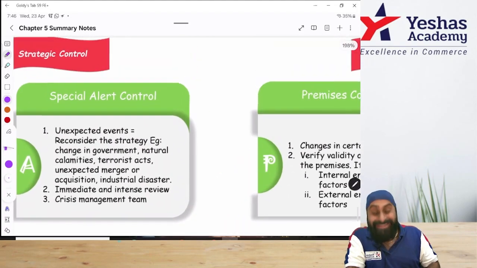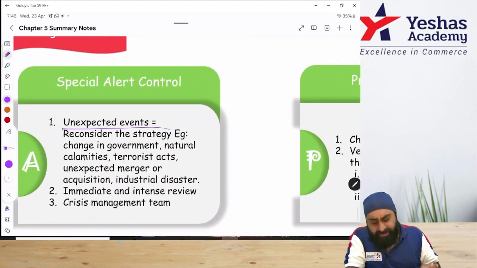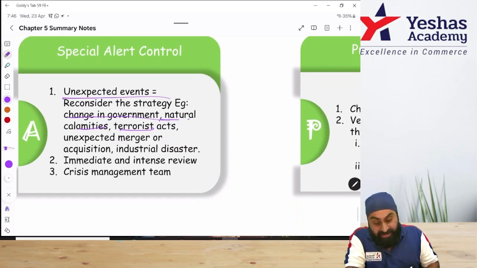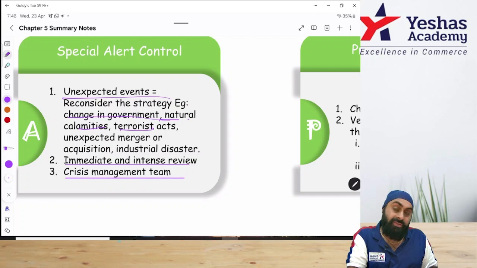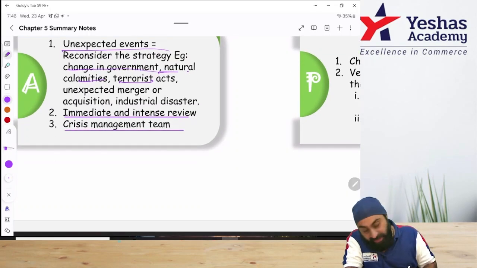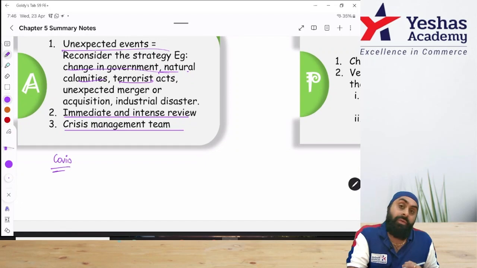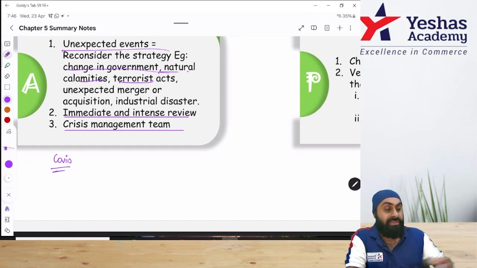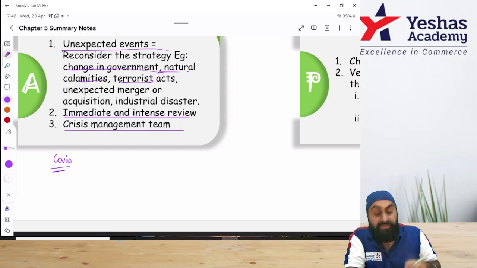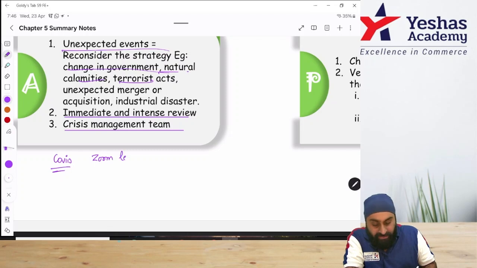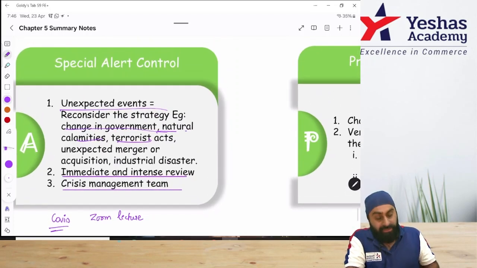Let's go to the next one, which is called special alert control. Unexpected events, change in the government, natural disaster, calamities, terrorist attack. Whatever happens, these require immediate and intense review, and a crisis management team is assigned for the point problem to be solved. Such type of a control is called a special alert control. Let me just bring this to you. In the COVID concept, what happened was there was a disaster which needed immediate action. So things were taken into consideration, and classes started with Zoom lectures. Now, what type of a control is this?